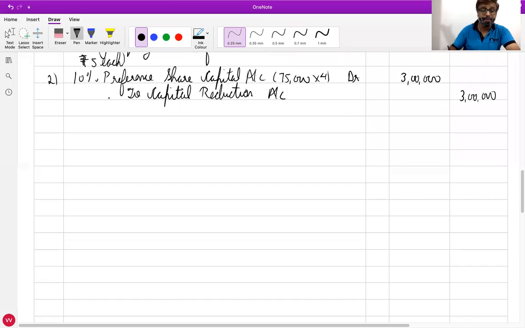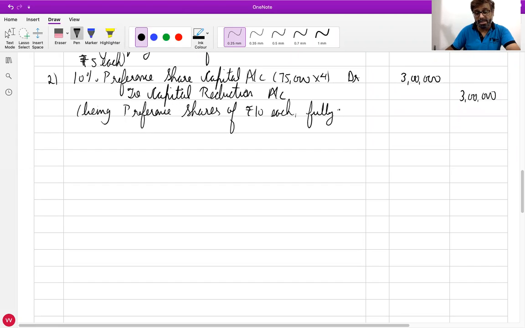So to capital reduction account 3 lakhs. Being preference shares of rupees 10 each fully paid up reduced to rupees 10 each, 6 paid up.